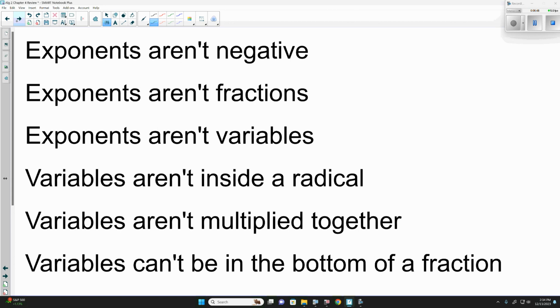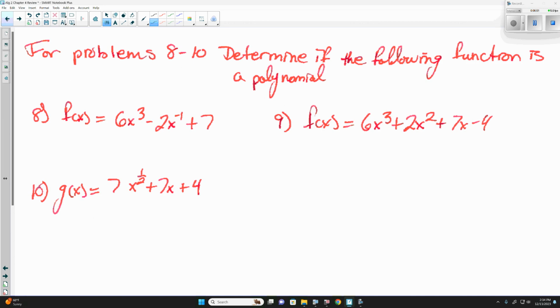All right, we get these down. So looking at these here, number 8, is it a polynomial function? Number 8, let's start with 8. So are the exponents negative? So this is no, because the exponents can't be negative, they cannot be fractional. We can't have a variable in the exponent. We cannot have a variable inside of a radical, bottom of a fraction, or two different variables multiplied together.